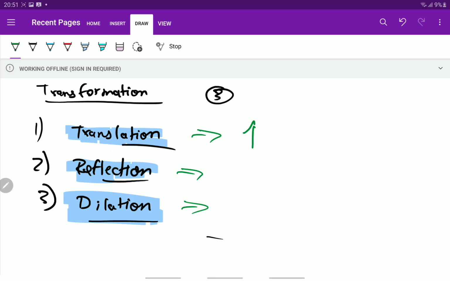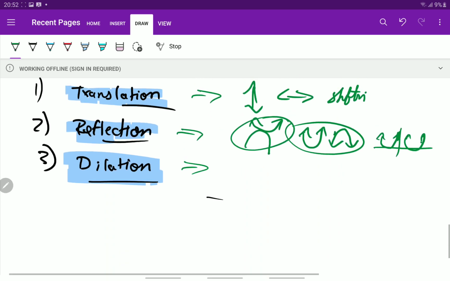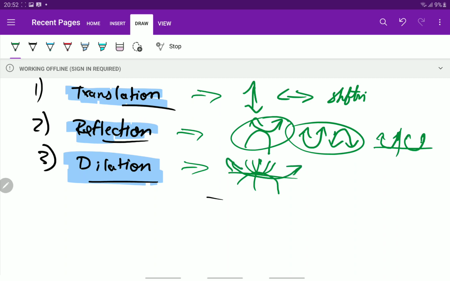What is translation? Translation is the vertical or the horizontal shifting of the parabola. Reflection is when the parabola is mirrored about an axis. Right? These are all reflection. Gotcha? Now, dilation is the stretch of the parabola. So, that's stretched more, this is fatter, all that.